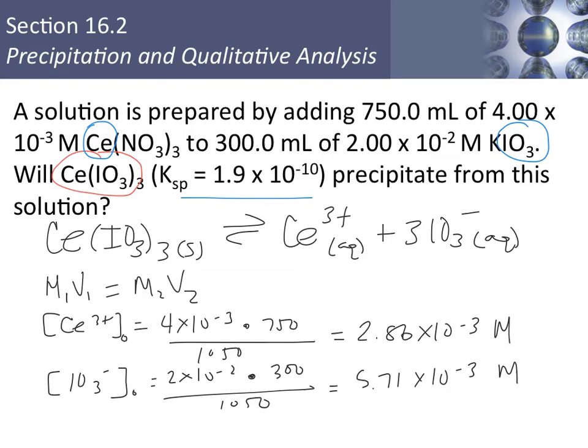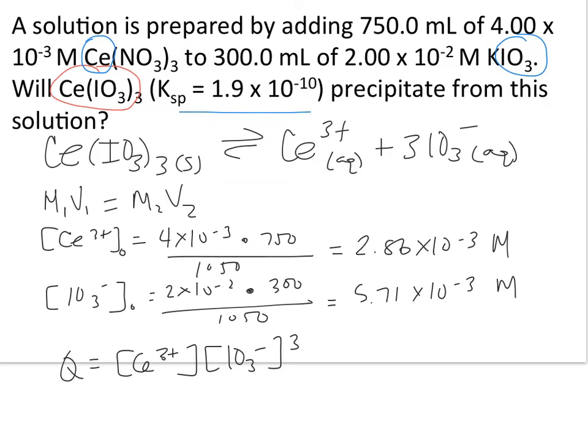The iodide ion concentration is 5.71 times 10 to the negative third molar. These are initial concentrations. We're not thinking about them reacting yet. We're just thinking about what happens to the concentration when we add these two solutions together and they dilute one another. Now to calculate Q, we'll take the cerium ion concentration times the iodide ion concentration cubed according to the balanced chemical equation. Let's plug in the values and solve for Q.